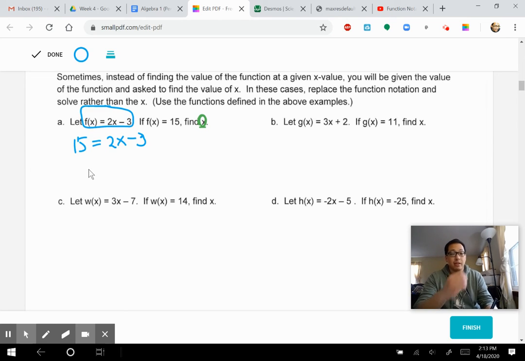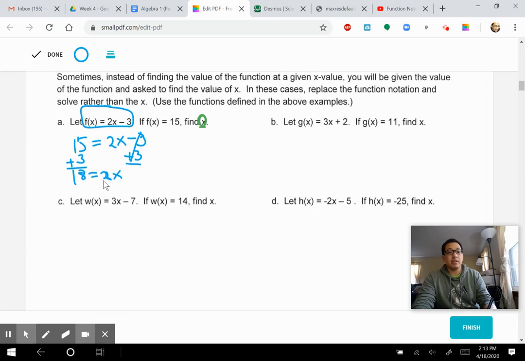How do we solve this equation? We kind of have to think back to solving two-step equations, right? How do you solve this? Well, first we have to add 3 to both sides. Remember, don't forget both sides. That will cancel out this minus 3. So on this side we get 18 equals 2 times x.